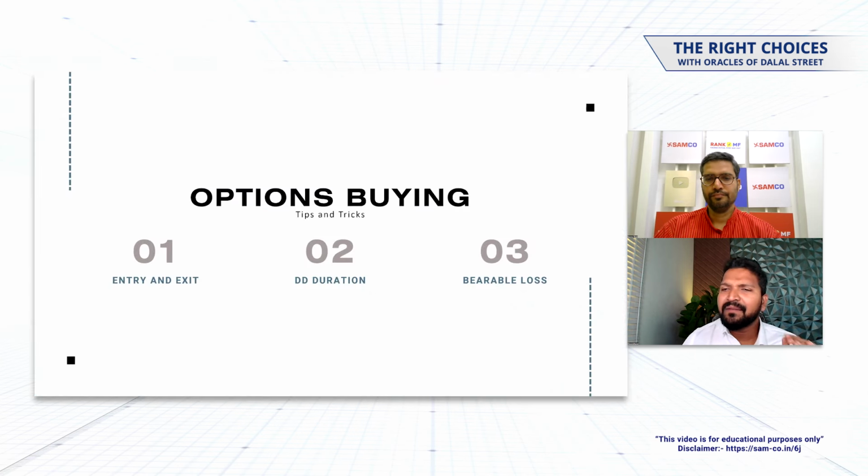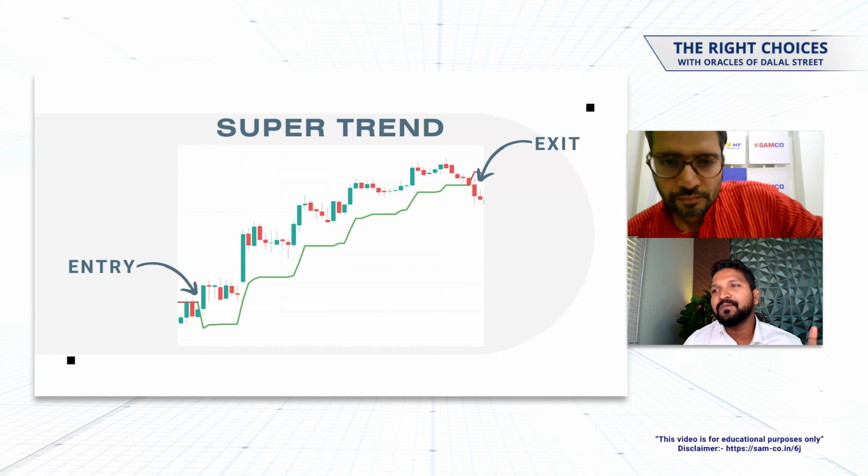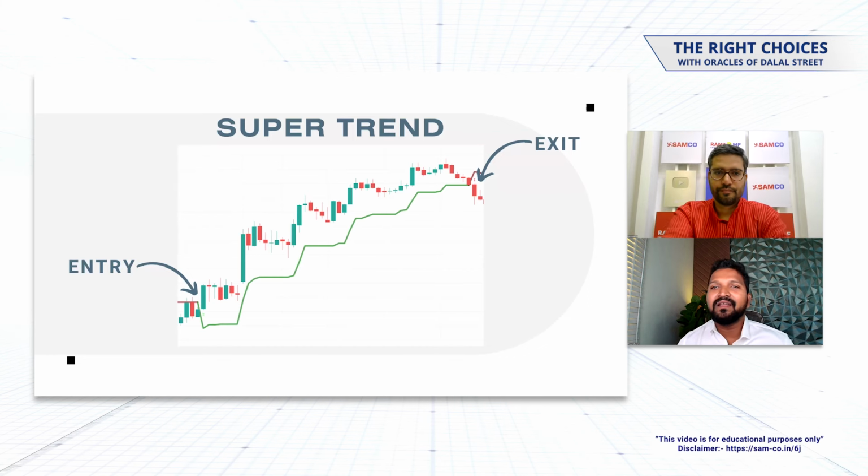Let me start with a small question. We have a super trend. This is a very common indicator. I'm going to take an entry whenever the candle closes above the super trend, and I'm going to exit the trade whenever it is below the super trend. This is going to be my entry and exit. Any time frame you can keep, like 3 minutes or 5 minutes.